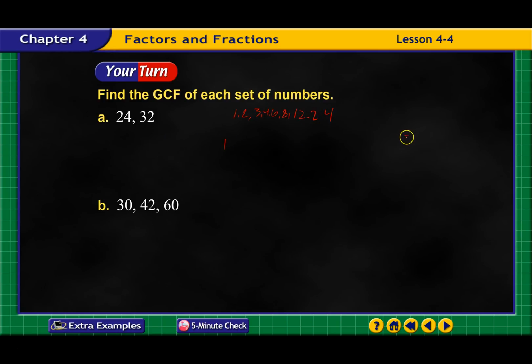So 1 and 32, 2 and 16, 3 and... I'm just having a hard time here. Nope, 3 doesn't go in there. 4, oh yeah.